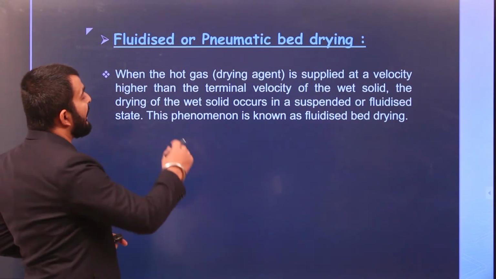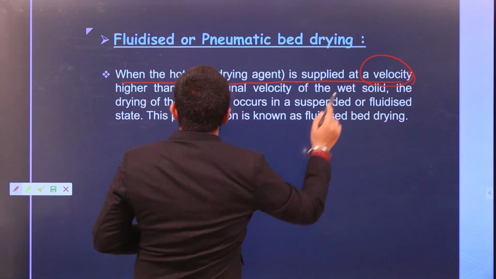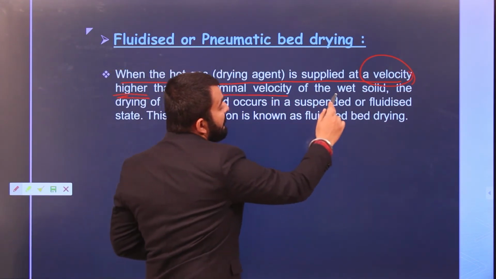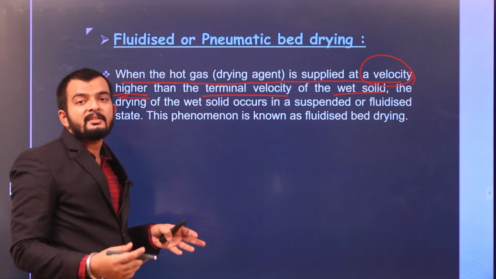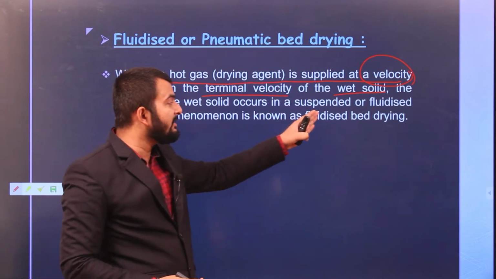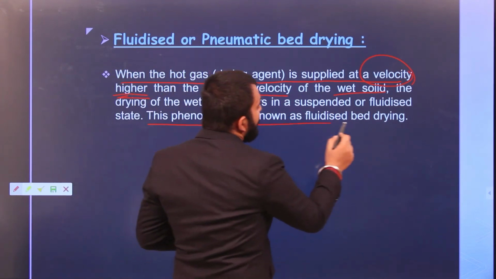So when the hot gases, that is the drying agent, is supplied at a velocity which is higher than the terminal velocity of wet solid, that system is called fluidized bed drying. Okay, the drying of wet solid occurs in a suspended or a fluidized state. This phenomenon is known as fluidized bed drying.